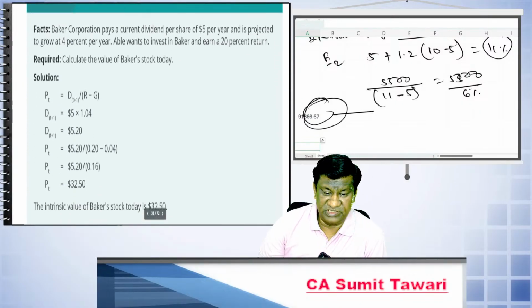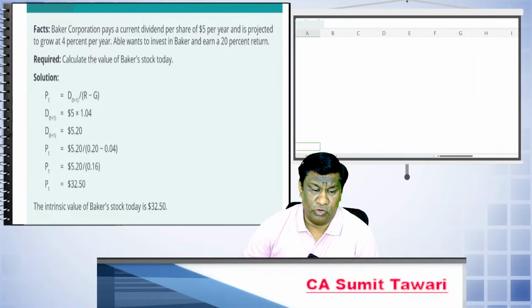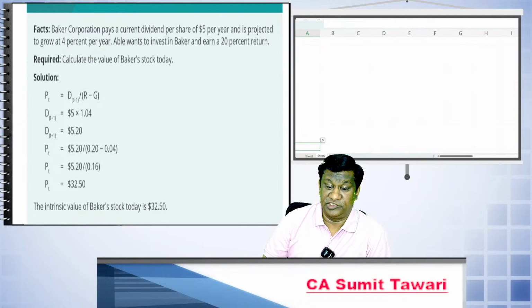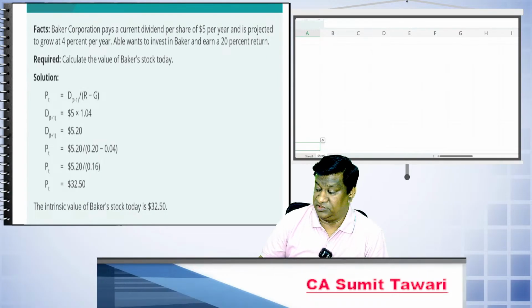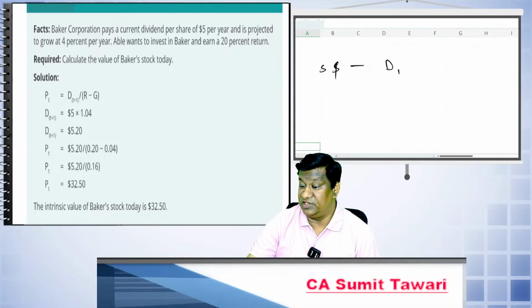Now we see the example given here. Baker Corporation pays a current dividend per share of $5 per year, and it is projected to grow at 4% per year. Able wants to invest in Baker and earn a 20% return. So the current dividend is $5, growing at 4%. So my D1 is 5 multiplied by 1.04, so this will be 5.20.